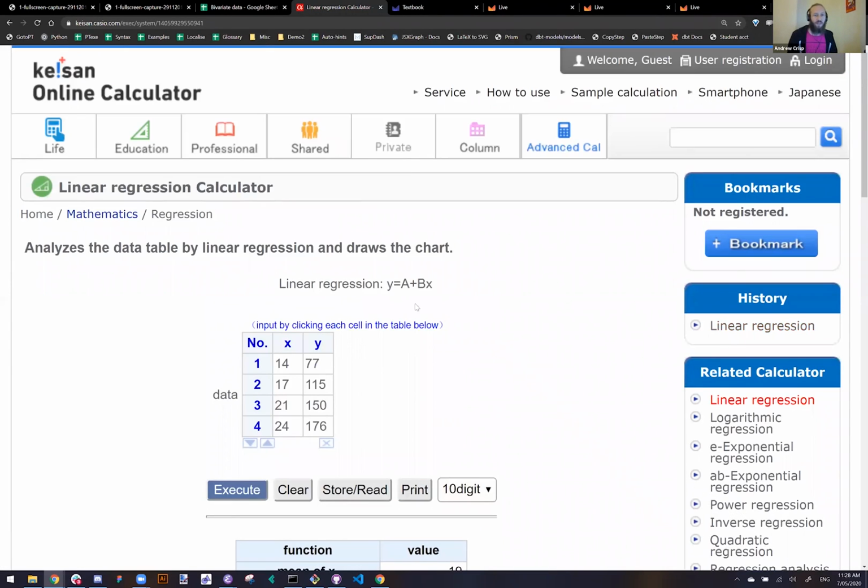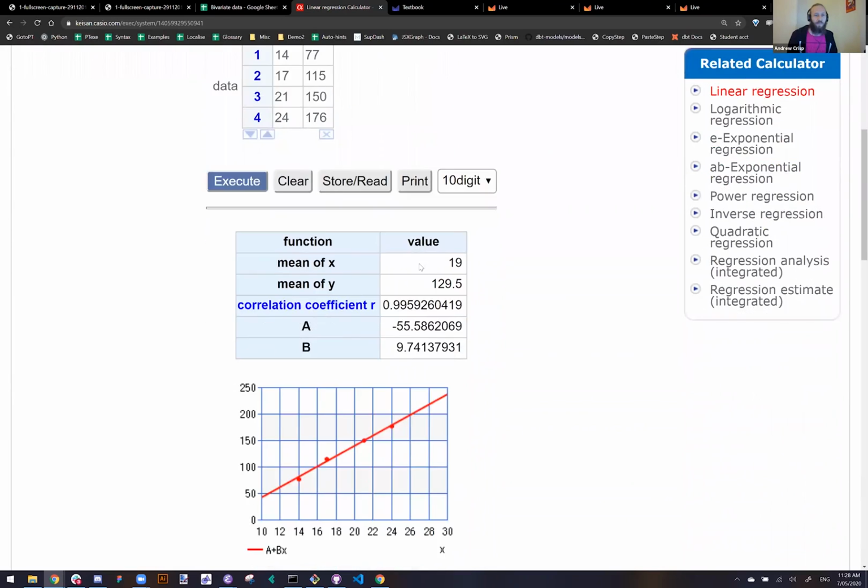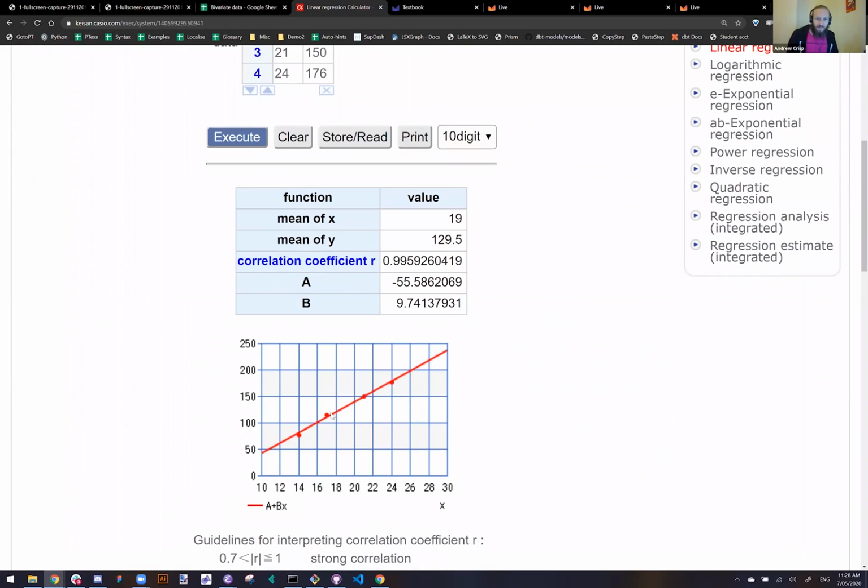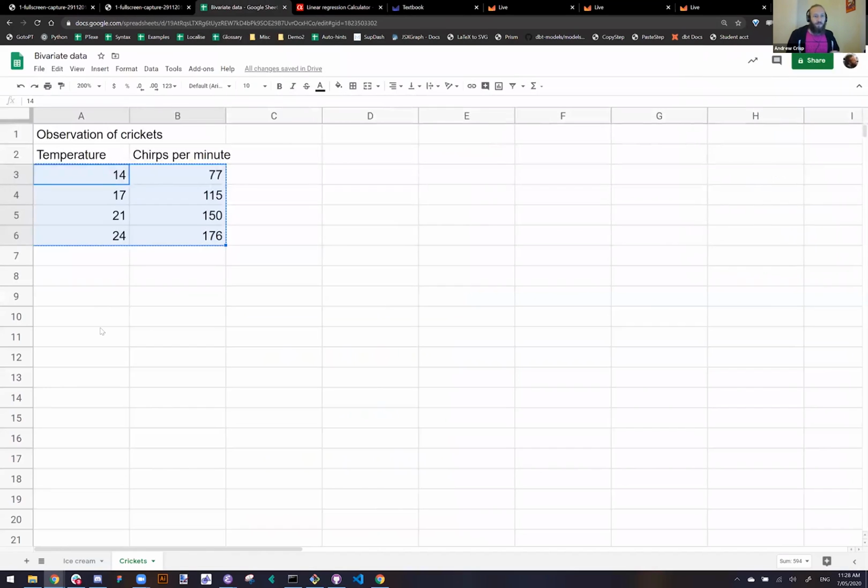And we'll see what kind of a line we get this time. Oh, look at that. All of the points are lying very close to a line. Okay, so let's take the A and B values, just like we did last time, and see if we can use it to make a prediction.